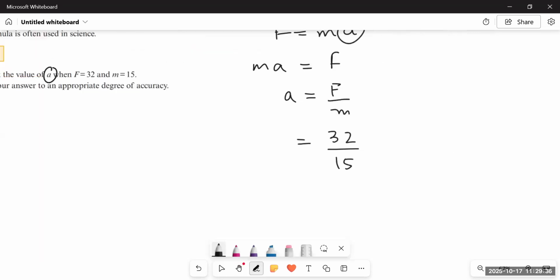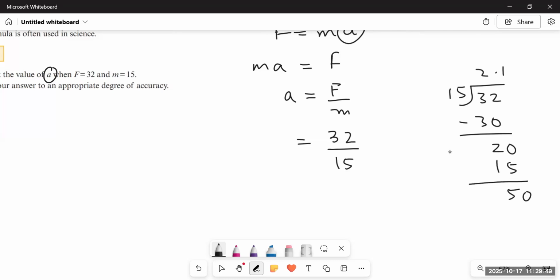So the answer would be 15 twos are 30. Here comes 2 down. We'll put a 0. 15 ones are 15. Here comes 5. We will put a 0. Then 15 threes are 45. And it would keep as it is. So the answer would be 2.1333 and so on, right?